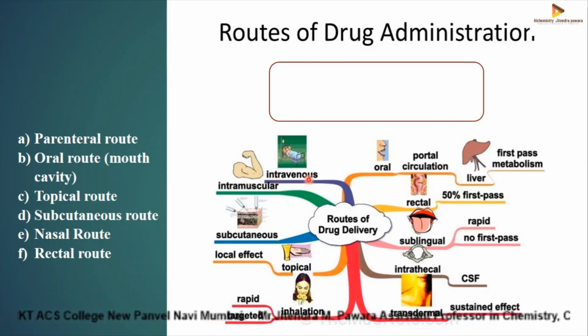Intramuscular or intravenous. So by IV you can directly take the drug by this intravenous. Then subcutaneous route, depending upon how you are taking that injection. So this subcutaneous route is there. Then your rectal route, sublingual route, intrathecal route, transdermal route.